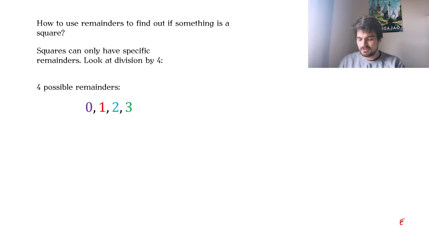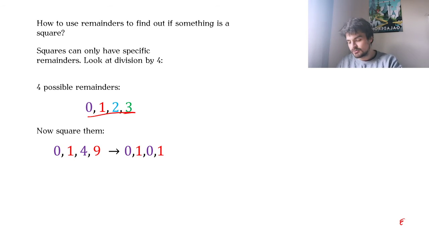Let's look at what happens. 4 has 4 possible remainders. Any natural number can only have remainder 0, 1, 2, or 3 in division by 4. There's no other possibility. And if we're calculating squares, which is the product of the number with itself, then we can replace that number with its remainder. So the only possible remainders that squares can have come from squares of those 4 remainders. 0 squared is 0, 1 squared is 1, 2 squared is 4, and 3 squared is 9.